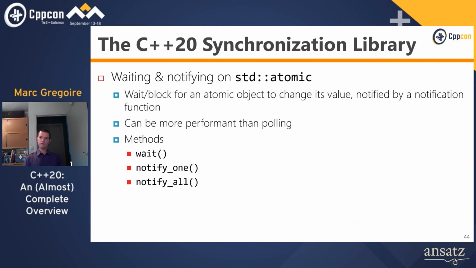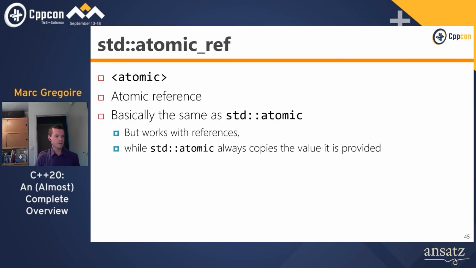We also have support for atomic reference now. So, std::atomic has been augmented with 3 new methods: wait, notify_one, and notify_all, and they allow you to wait for an atomic object to change its value, and this is more performant than polling. And finally, atomic reference. Basically, it's the same as a std::atomic, but it works with references, while a std::atomic always copies the value that it is provided. So in certain cases, atomic reference can be more efficient.